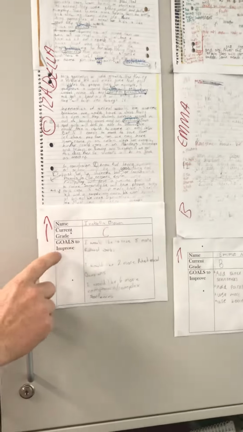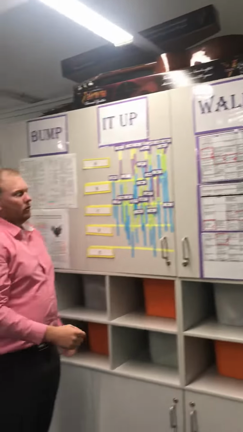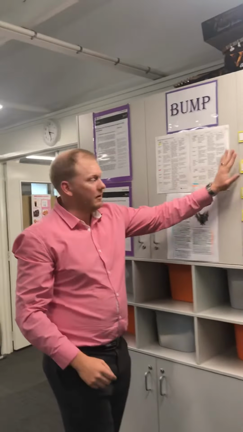If we look over here to Isabella Brown, she would like to have 5 more robust words. I like that because it's specific. So we're looking at SMART goals. So when Isabella was able to do her second draft, it looked a lot better. And I'll demonstrate that here.